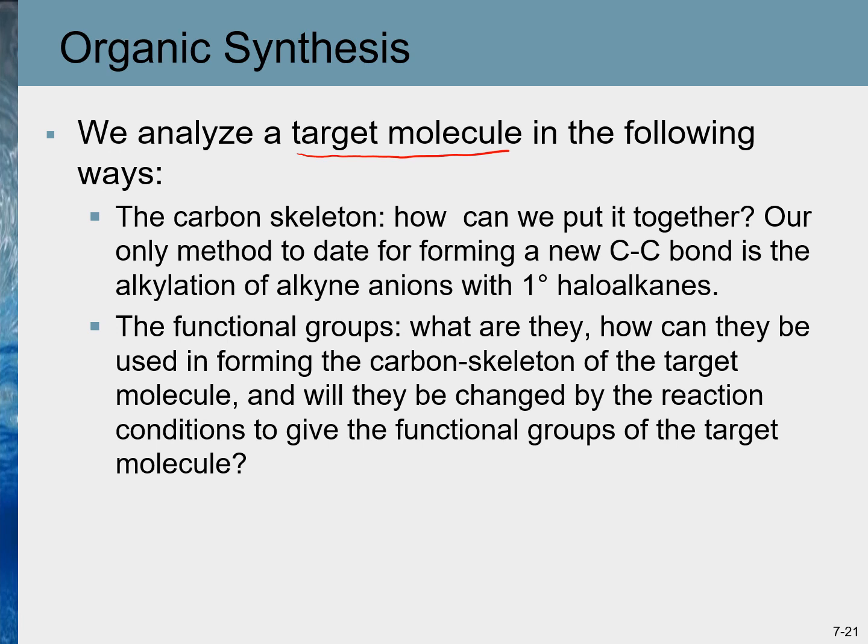But if we must increase the carbon skeleton, then we need to use the alkylation of alkyne anion method, the one which we learned in this chapter. So alkylation of alkyne anion with a primary alkyl halide is an important method to increase the carbon-carbon chain length, one of the most important reactions.